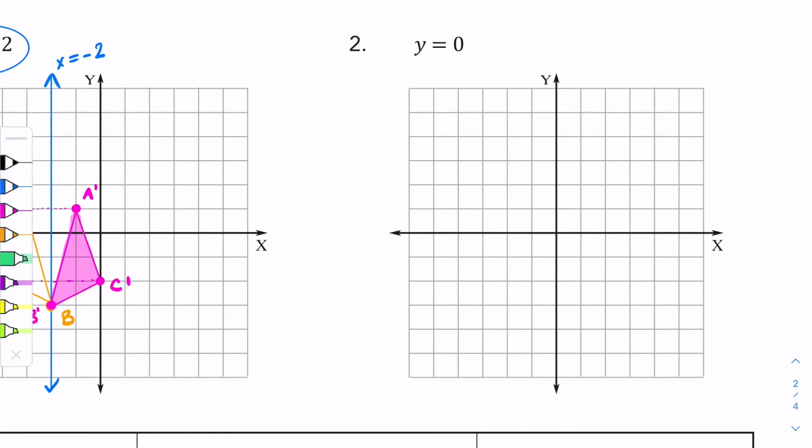If we look at number 2, we're graphing the same triangle across the line y equals 0. Remember that when you're graphing y equals, you're graphing a horizontal line, and it's the line where the value would be the value of every point on the line. So any point on that blue line has a y coordinate of 0.